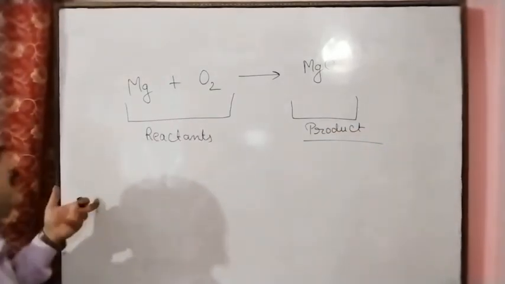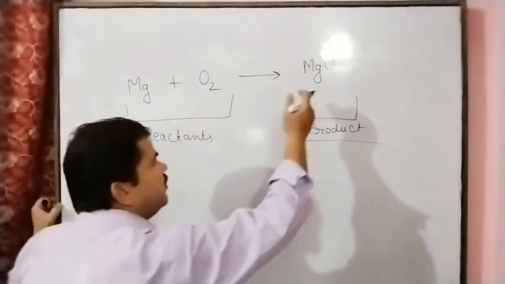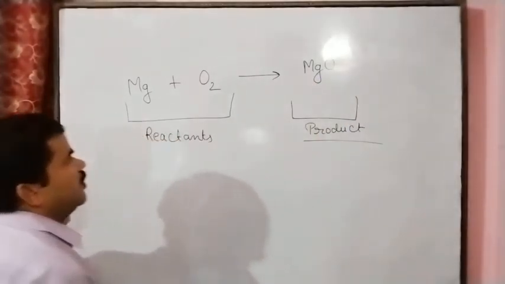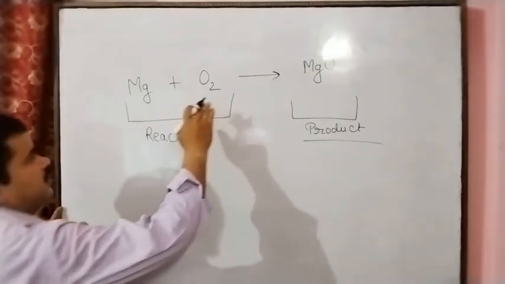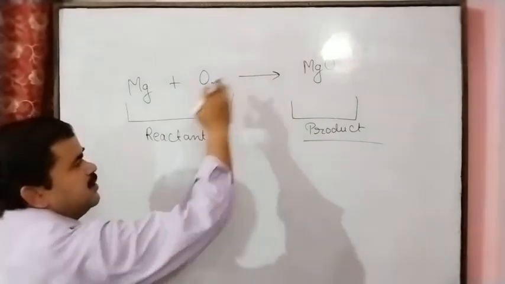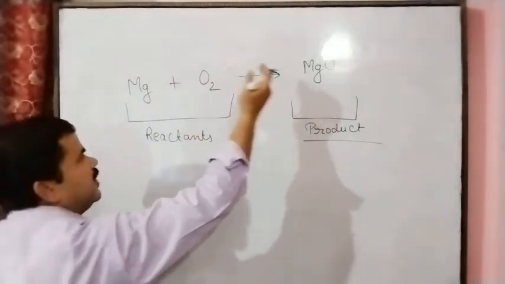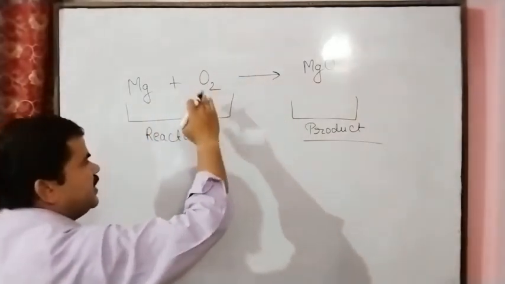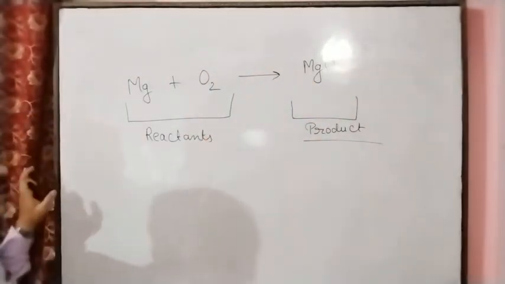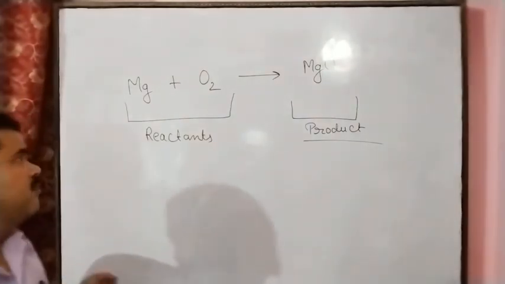If more than one reactant is present, we connect them by the plus sign. Also if more than one product is present, we connect them by the plus sign. And this arrow is the irreversible sign, meaning only in one direction, from the reactant we get the product. After writing in this manner, we will balance the chemical equation.